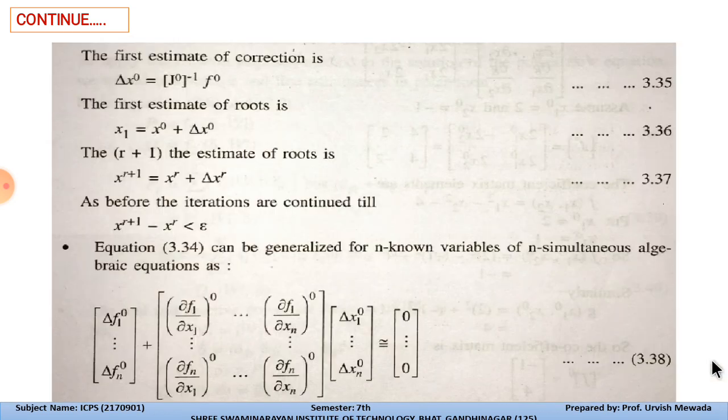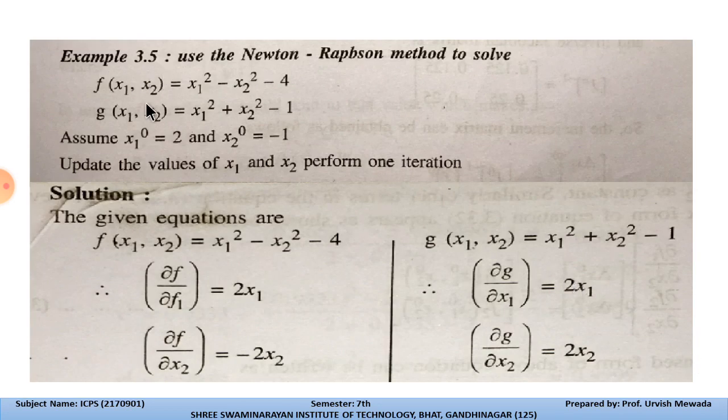Okay, now let us discuss an example related to this, so that it will be clearer how to get the solution of the multi-variable function using the Newton-Raphson method. Now the function f(x1, x2) is x1 square plus x2 square minus 4, and the function g, the second function, is x1 square plus x2 square minus 1. So assume x1 raised to 0 is equal to 2 and x2 raised to 0 is equal to minus 1. These are the assumptions given in the data, and update the values of x1 and x2, performing one iteration.